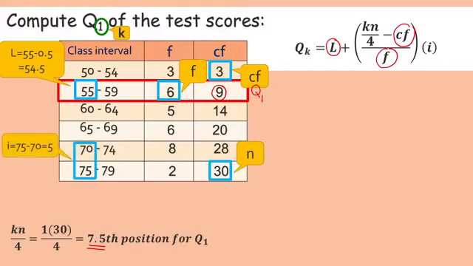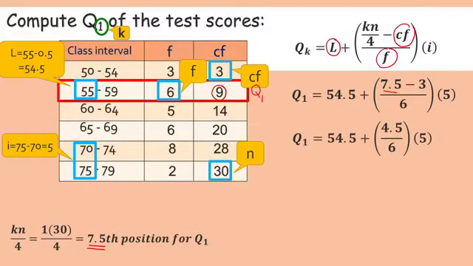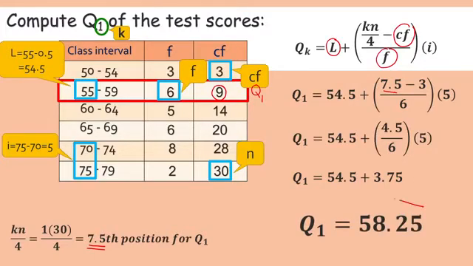Now, substituting everything to the formula, you will have this. This is the lower boundary. This is Kn over 4 minus CF over 6 times 5. So, subtracting 7.5 and 3, you will have 4.5. So, what is 4.5 times 5 divided by 6? 3.75. 3.75 plus 54.5 is how much? 58.25. So this is the value of the first quartile.